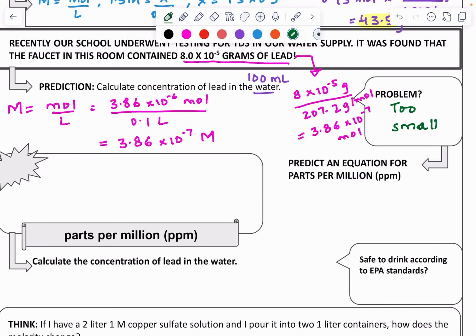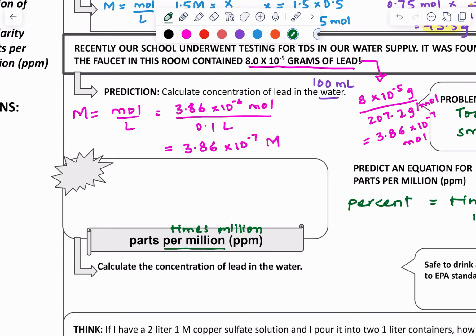Once again, it's going to be the same thing, part over whole. However, this is parts per million. So similar to when we say percent of anything, to calculate the percent, we just times that thing with 100. So this will be the same concept, but in this case, we times with 1,000,000 instead of 100. So we do ppm is equal to the grams of solute, which is your part, over the grams of solution, which is the whole, and we multiply this with 1,000,000.